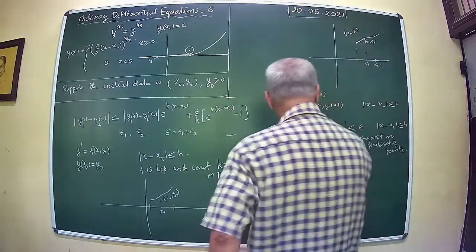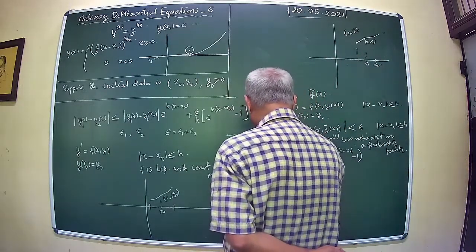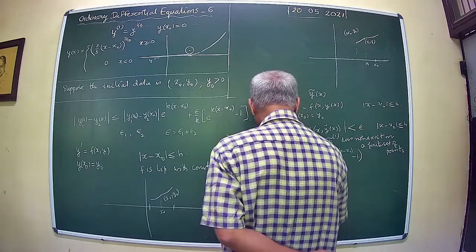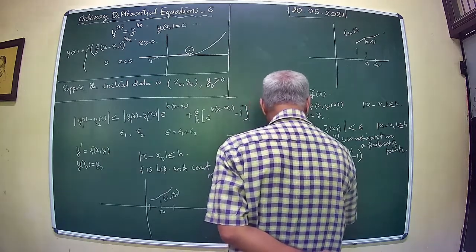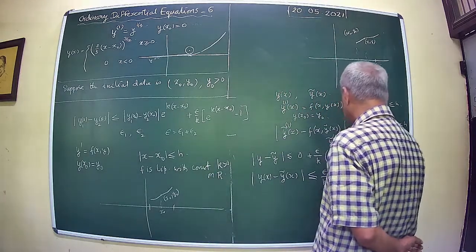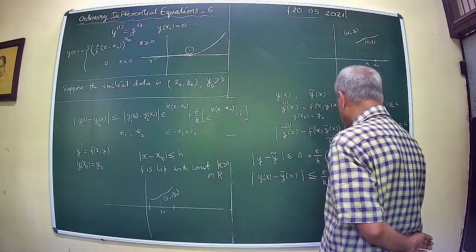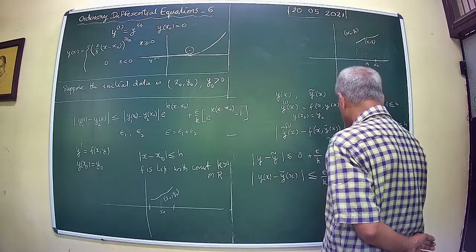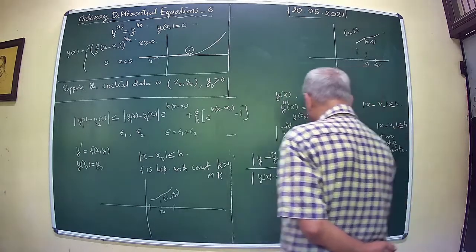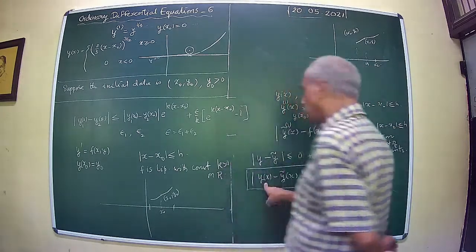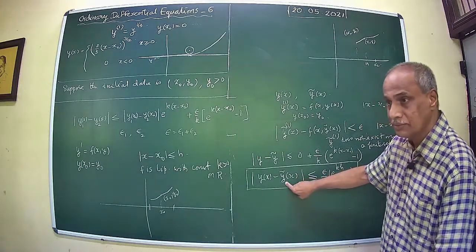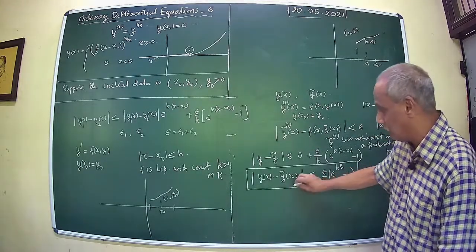Therefore, what do you get? What is y(x) minus y tilde(x)? You can get an upper estimate on the whole interval. You see that this is going to be epsilon by k times (e to the power k h minus 1). This is an error estimate that you have. You do not know what the solution is, but you can compute this.